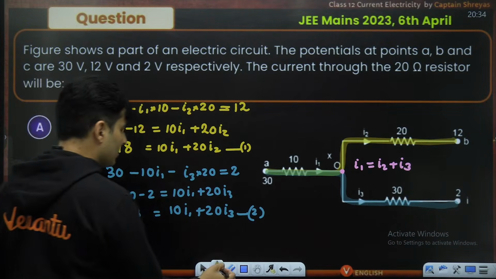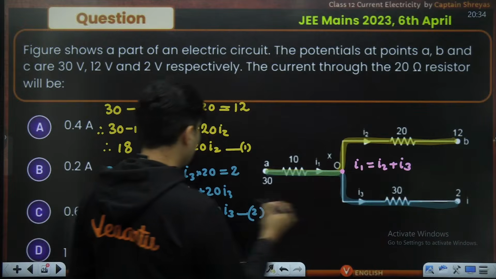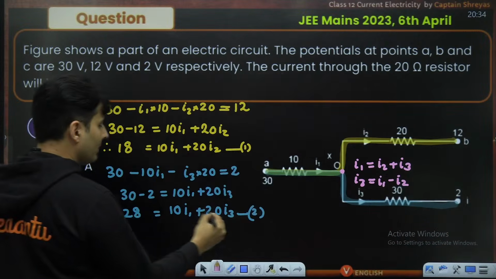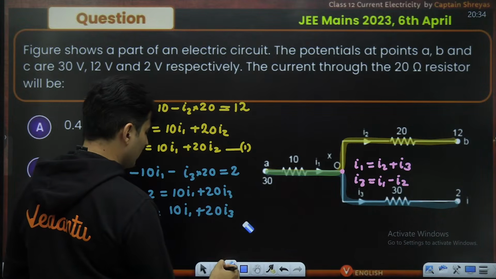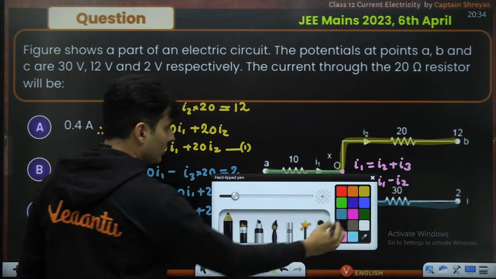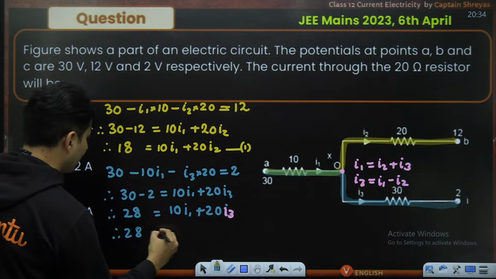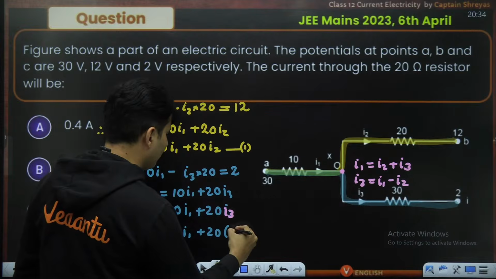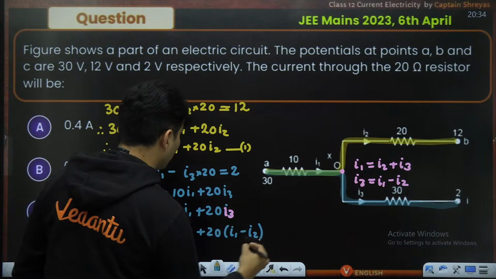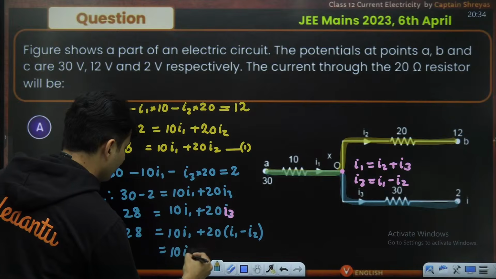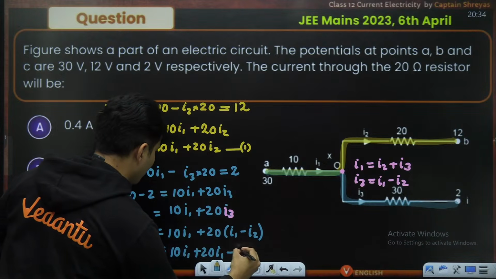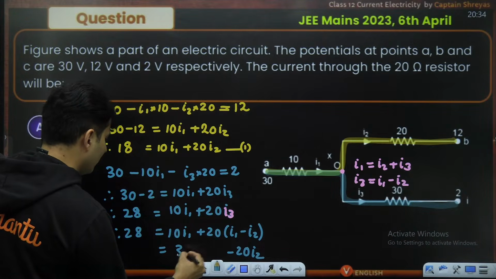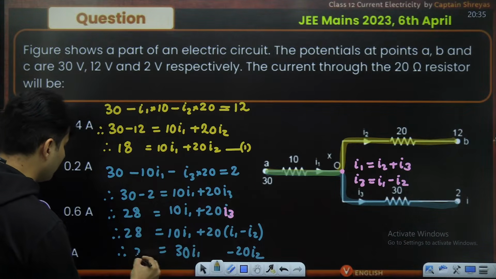Okay. So if you want, you can substitute over here only. As you can see, I3 will be I1 minus I2. So substitute it here only, this particular I3. So let's see what do we get. You will get basically 28 is equal to 10 times of I1 plus 20 I3. I3 is I1 minus I2. So this will be 10 I1 plus 20 I1 minus 20 I2. So 10 plus 20 I1 is 30. So that will be 30 times of I1 minus 20 I2, and this will be nothing but 28.